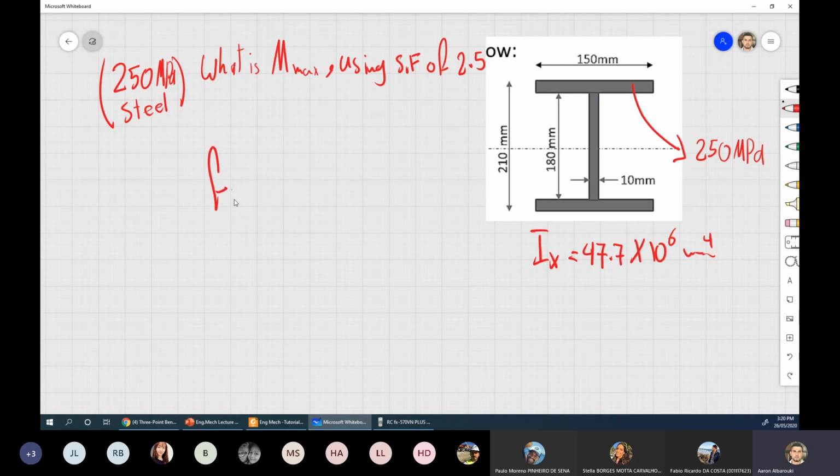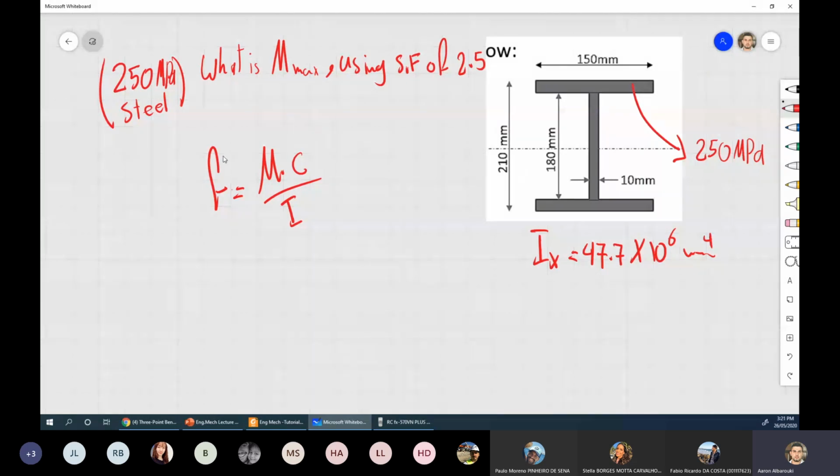We agreed the maximum bending stress equals Mc over I. Okay, I need to find M max. But here, don't forget your safety factor. So at this value here, which is 250 MPa, the maximum stress or the maximum strength. So we call this one a stress. Or strength.